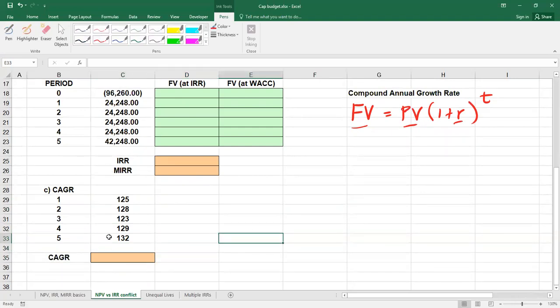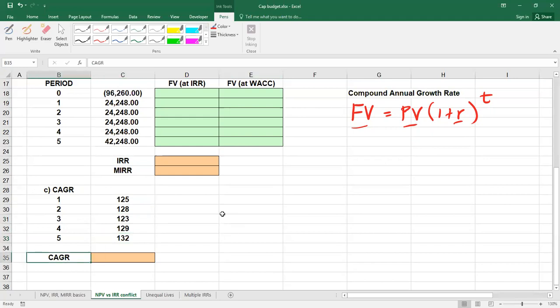The task here is to compute for your compounded annual growth rate. Ano yung compounded annual growth rate? So if you're going to start at 125, tapos mag-end ka at 132, ano yung constant growth rate? Ibig sabihin, from 125, your cash flow grows to 128, tapos it grows again, tapos it grows again, and then it grows again, so that magiging 132 na siya.